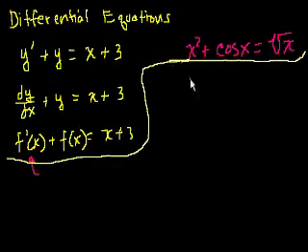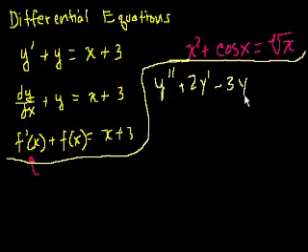So they have this differential equation: y prime prime, so the second derivative of y with respect to x, plus 2 times the first derivative of y with respect to x, minus 3y is equal to 0. And they give us the solutions here. And what they want us to do is show that these are solutions.